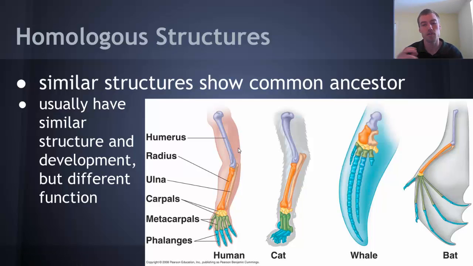So a human's hand is for grasping and manipulating, a cat's foot is for climbing and running, a whale's flipper is for swimming, and a bat's wing is for flying. However, they all have the same underlying bone structure, showing that they probably all evolved from a common ancestor that had that same bone structure, and then over time the bones have changed shape slightly to fit whatever their specific function is in each different environment.